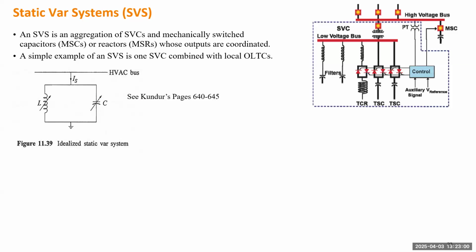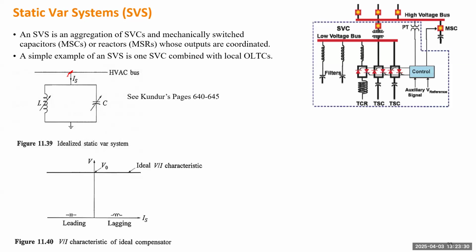To study how such a static var system controls the voltage, we can use this simple model. At the location where this system is placed, it will have at least two shunt branches. One has adjustable inductance, the other has adjustable capacitance. Assume you have a perfect controller that can quickly implement the desired inductance or capacitance into the system.